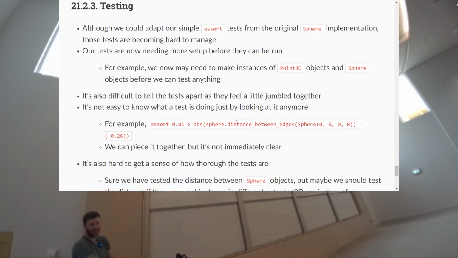Our tests now need to have some setup code that can be run. It's simple stuff, but we need to make an instance of a sphere before we can actually test anything. And in order to make a sphere, we need to also make a Point3D object. So we need a Point3D object in order to make a sphere that we can then test. There's all this extra setup that's getting required.